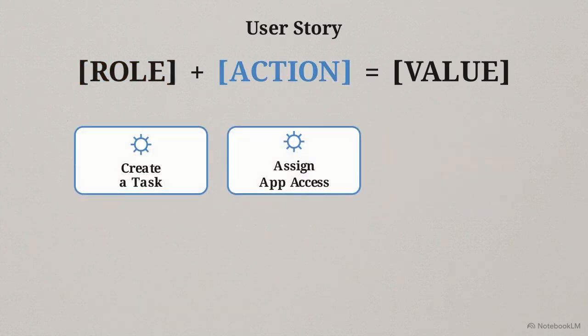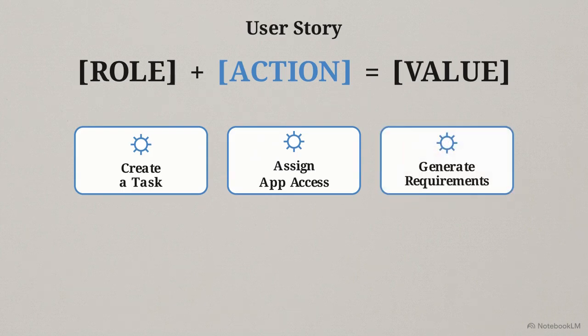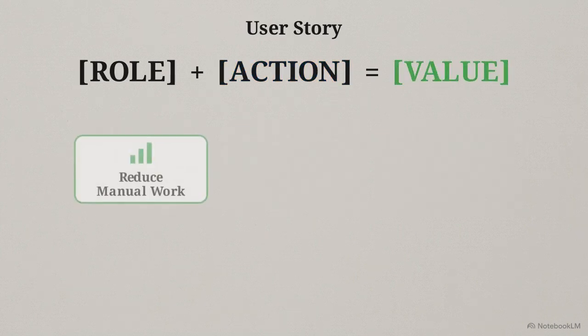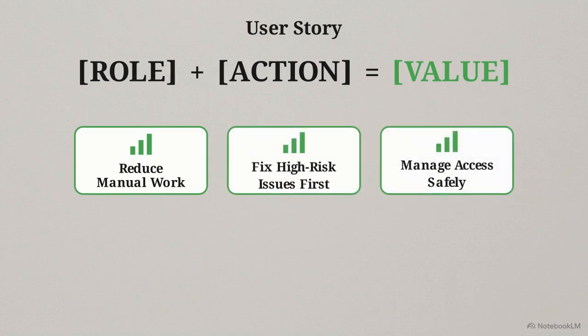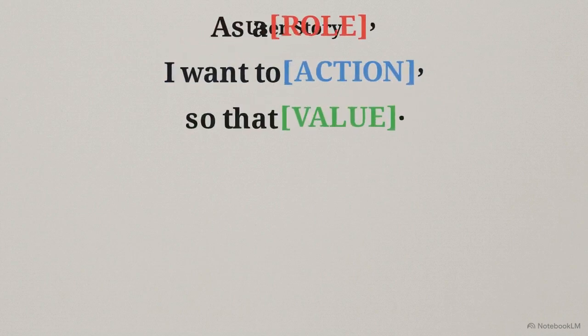Next is the action. This outlines the specific task they are trying to achieve, completely independent of the menus or interfaces they might eventually use to get there. Finally, the value. This justifies the work. Why does this feature even need to exist in the first place?